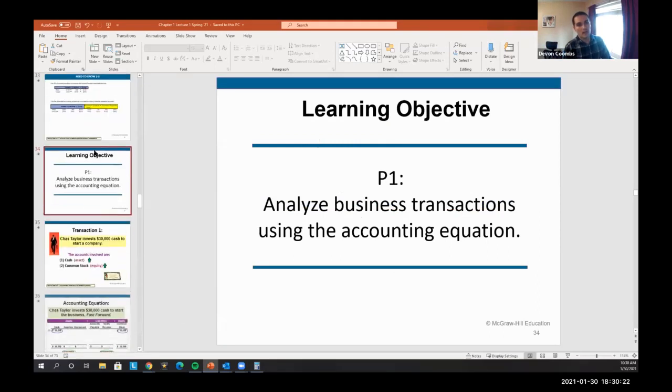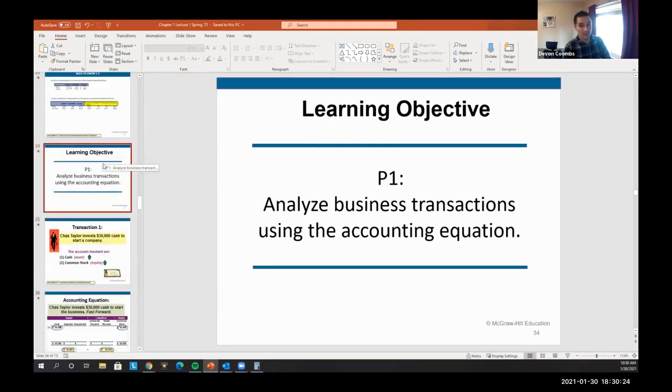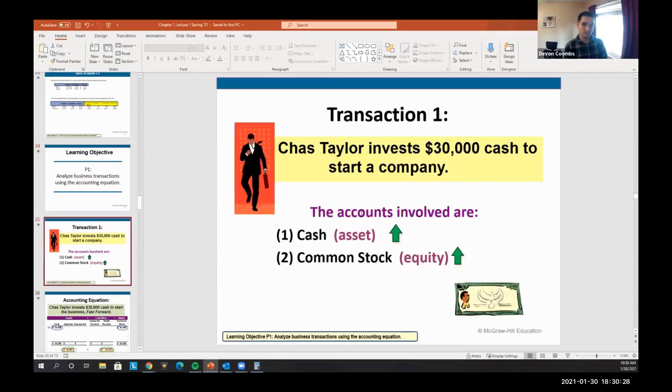So how do we use the accounting equation to analyze business transactions? We're going to go into the concept of a company, and I'm going to talk a little bit about what assets and equity are. So assets are everything the company has, right? You think of yourself as a company, I might have $100,000 in the bank, a home, and a car. Those are my assets. That's everything the company has.